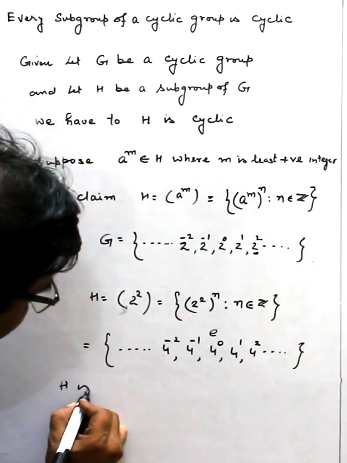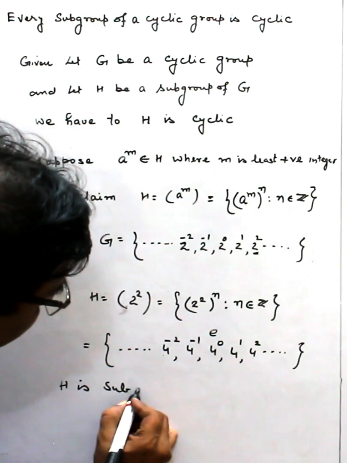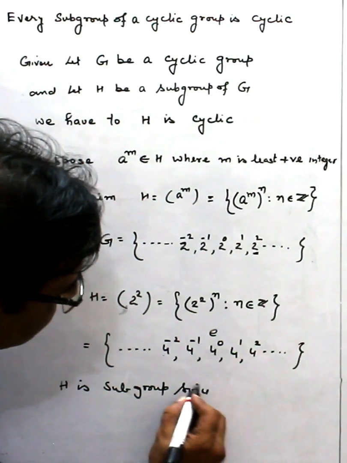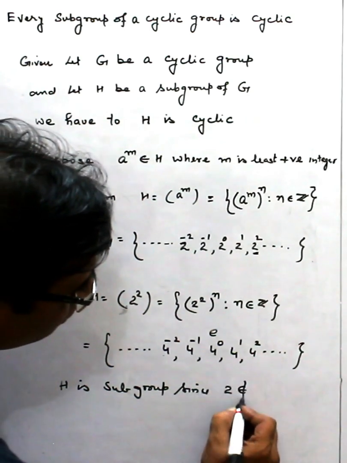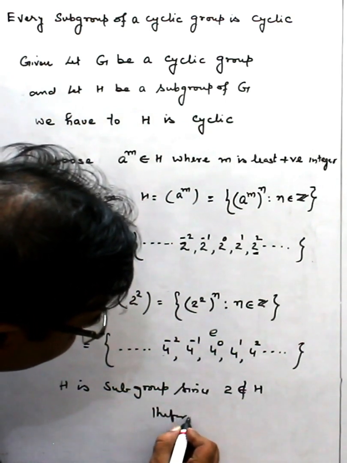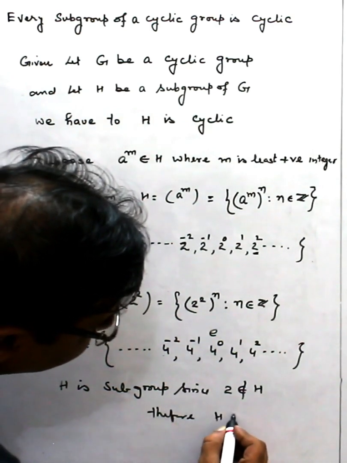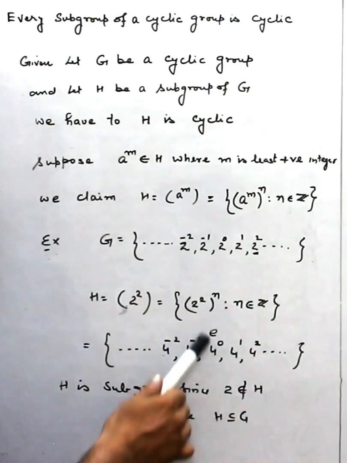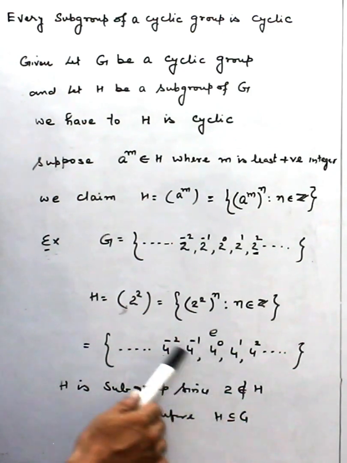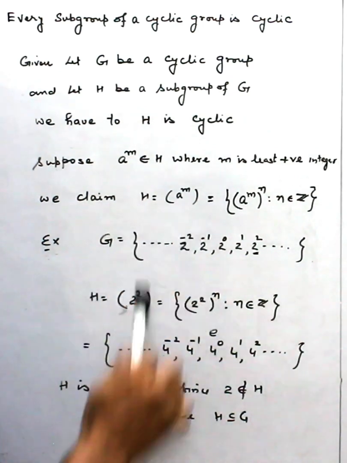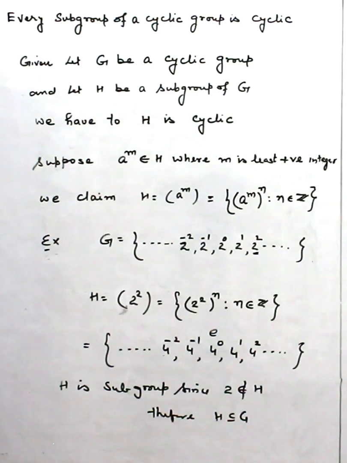H is a subgroup, since 2 does not belong to H. Therefore, you can say H is a non-empty subset of G and H itself is a group, that means H is a subgroup. This is by definition. Now we claim this and we prove that this is a subgroup.